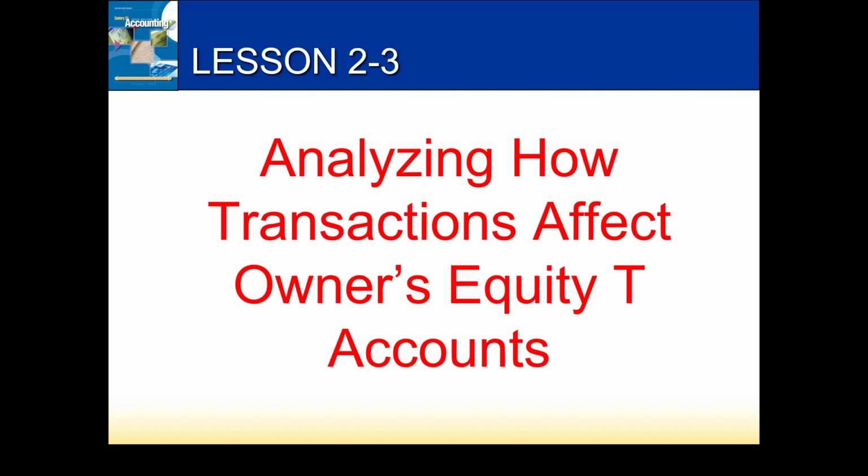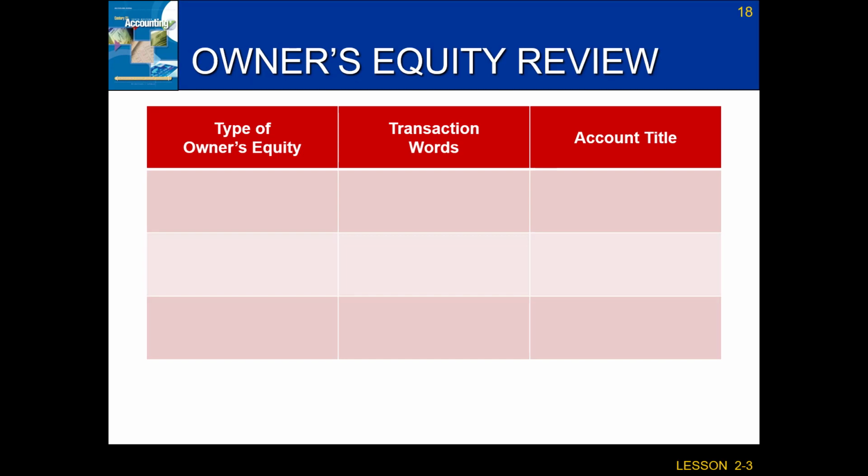So some quick review on owner's equity. We have three types of owner's equity. We have revenue, which is when we are adding to our owner's equity, and we have expenses, which is when we are subtracting from our owner's equity, and we have withdrawals, which is also when we're subtracting from our owner's equity. So revenue is any time in our transaction that we see the word sales or sold, and the specific account title is actually going to be sales.